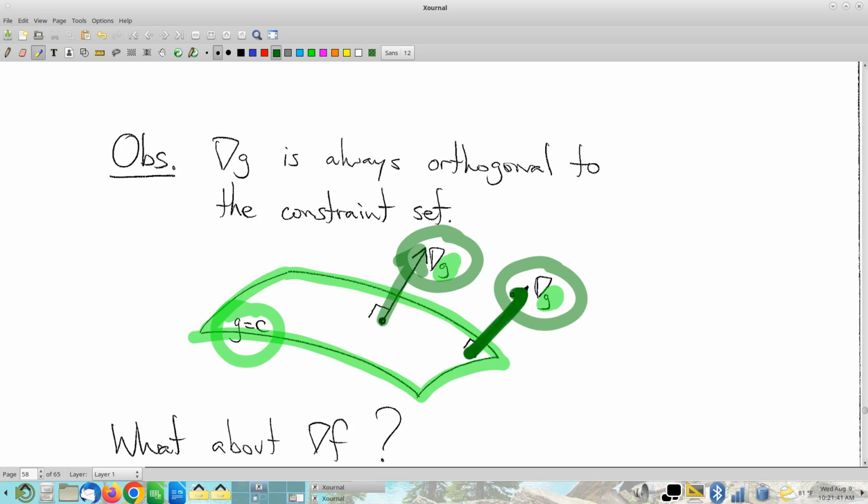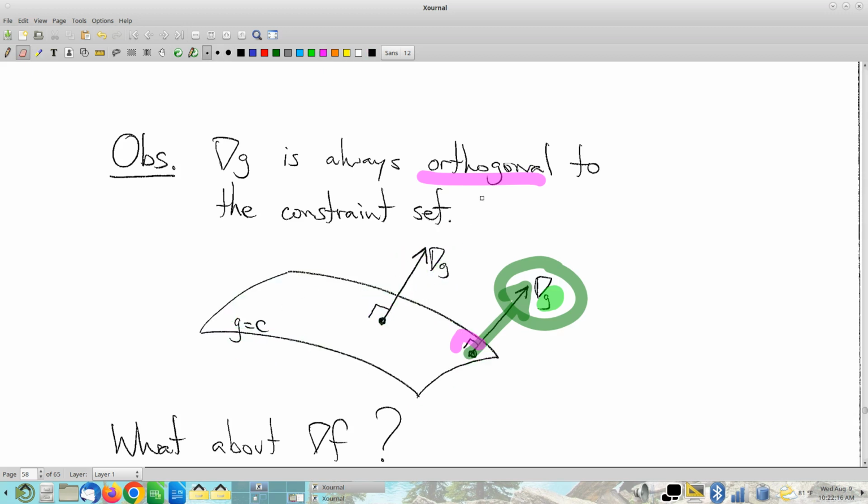we know cool information about gradients in relation to level sets. Again, very importantly, this is a level set of this function g. That's how we define g in the first place. And the cool fact that we know is that gradients are always perpendicular. Well, orthogonal. They could be zero, but anyway, right angle or zero. So orthogonal to the constraint set. Is everybody happy with that?